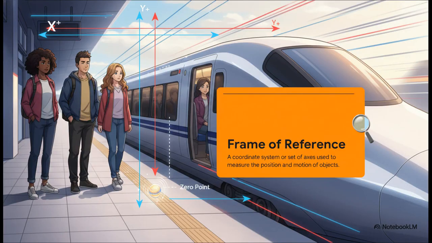And that brings us to this idea of a frame of reference. It's basically the viewpoint we choose to measure from. We have to pick a starting point, a zero, and decide which way is positive. Whether you're standing on the station platform or sitting inside that train, you're in a completely different frame of reference, and how you describe the motion is going to be different.